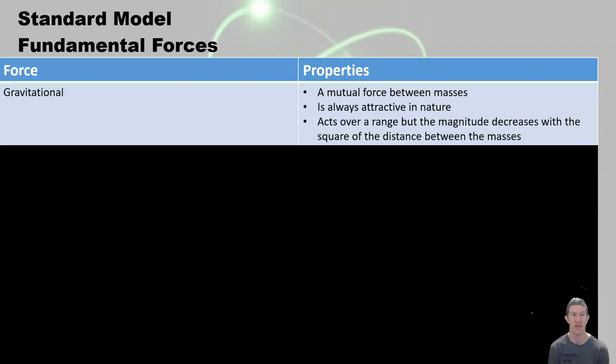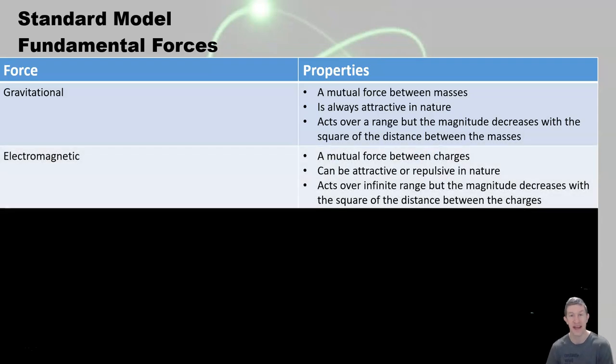For those of you that have seen the movie Interstellar, that was what they were trying to do. They were trying to find this anti-gravity thing to lift that monster space station off of Earth. Gravity acts over a range, but the magnitude decreases with the square of the distance between the masses. And we talked about that within the satellite gravitational topic as well. We looked at that relationship.